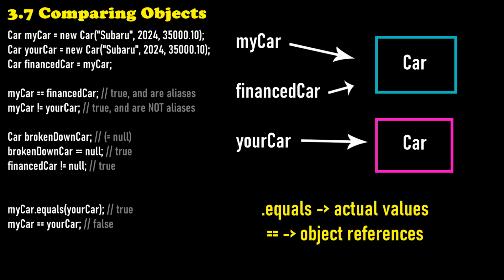Keep in mind that this is different than the equals relational operator, as this checks if two objects are aliases and has nothing to do with the objects' actual values.